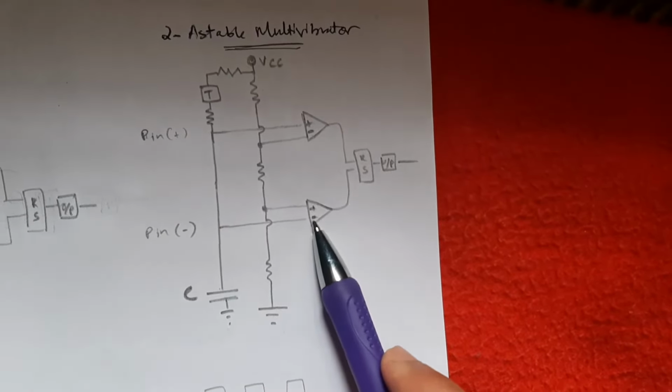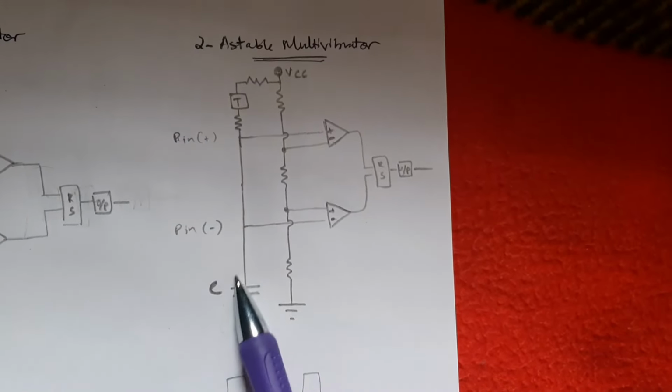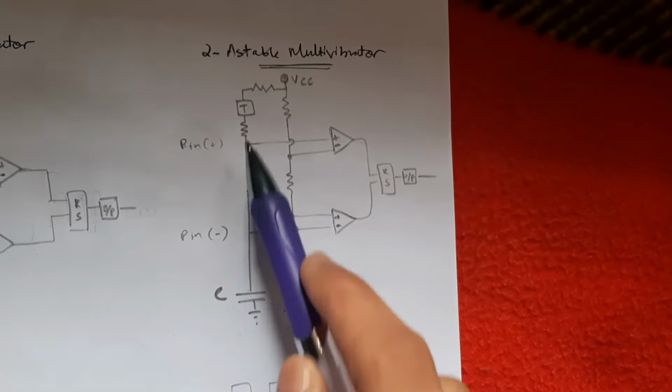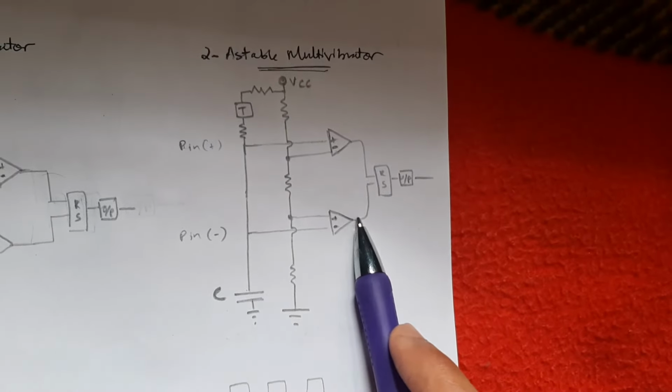What happens when the output is high? The transistor will not discharge, it will let the current flow. When the current is flowing, this capacitor will get charged. While charging the capacitor, the voltage at these points will increase. When the voltage increases, this negative will increase. When it crosses the voltage at positive, S will become negative, meaning low output.